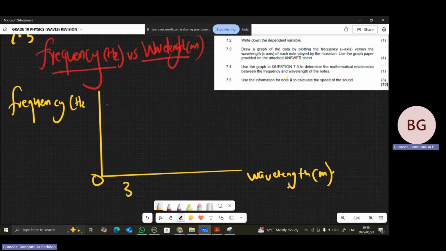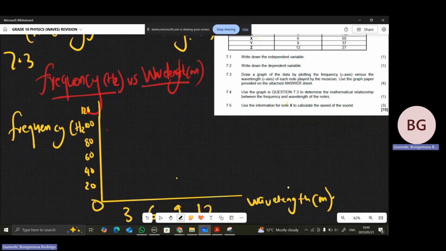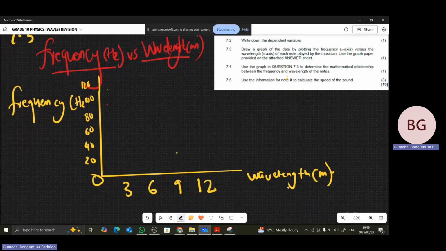At least this one we can just use 3, 6, 9, and 12, okay? And this one we are going to use 0, say 20, 40, 60, 80, 100, and 120. Okay? So we know 3 goes with 110, somewhere there. That's a 110.